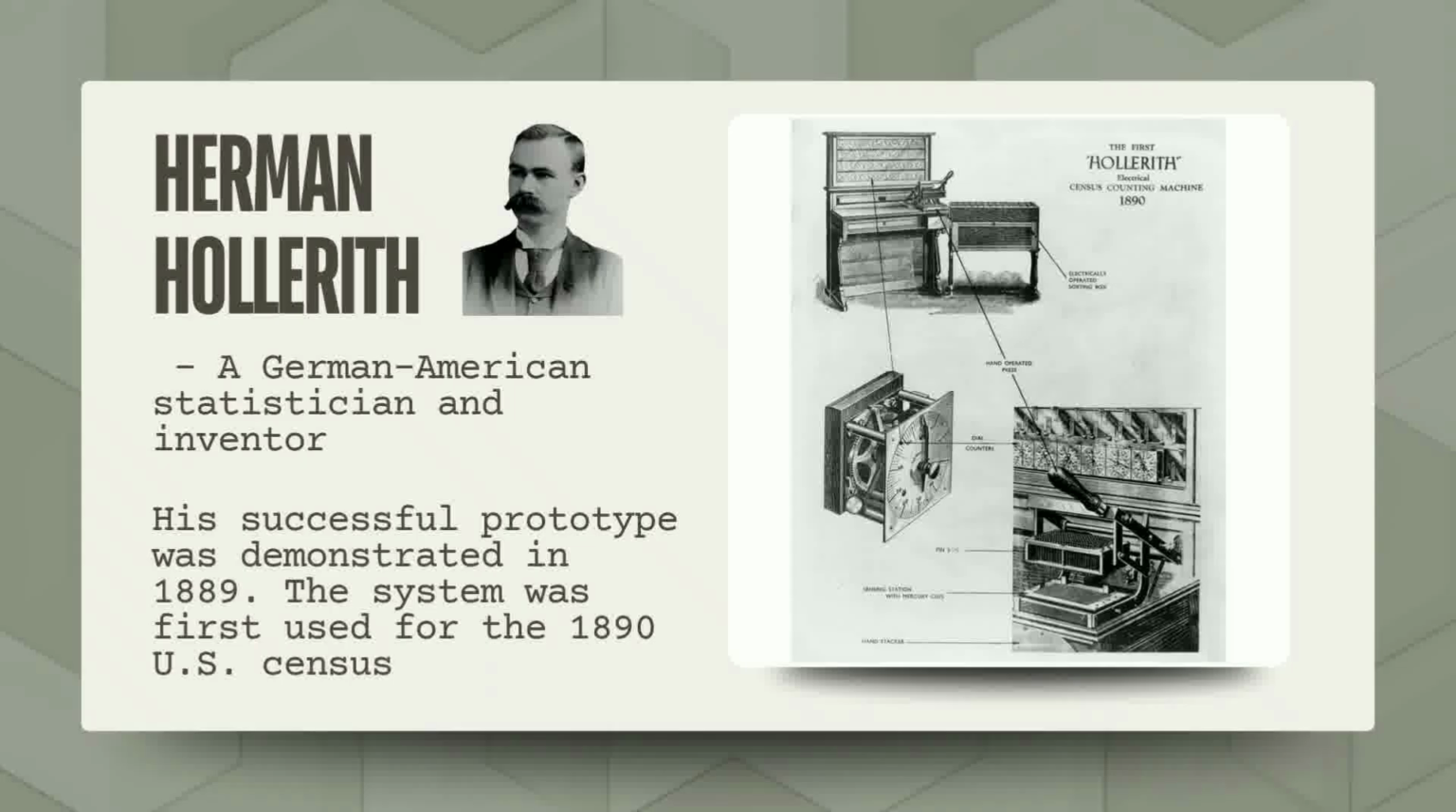Herman Hollerith, a German-American statistician and inventor. His successful prototype was demonstrated in 1889. The system was first used for the 1890 US Census.